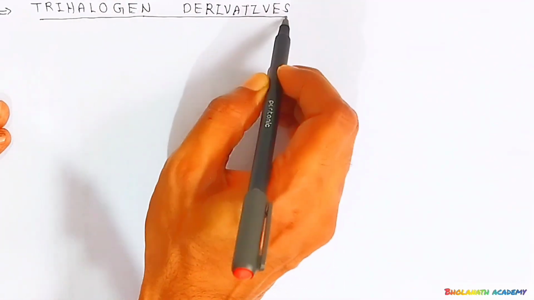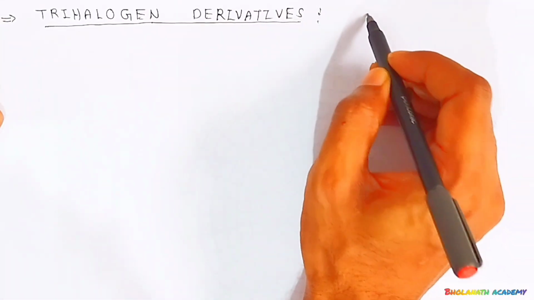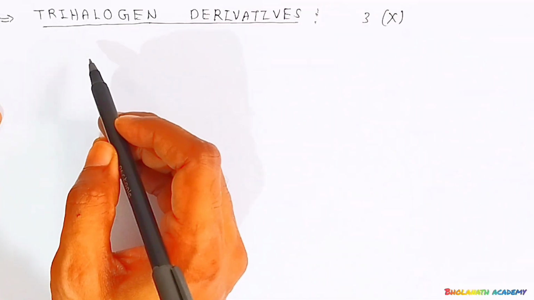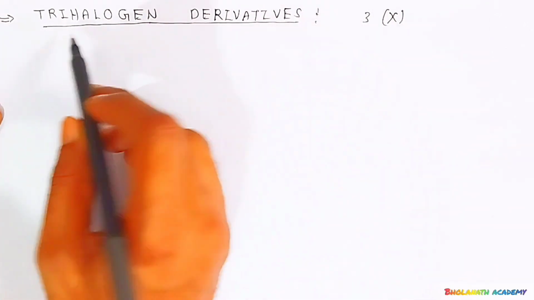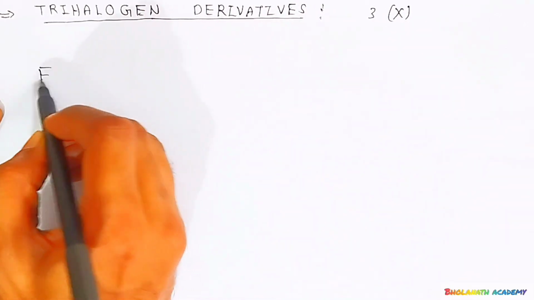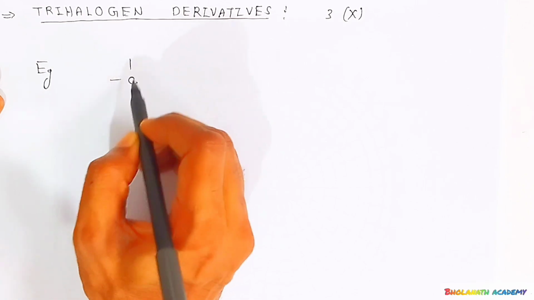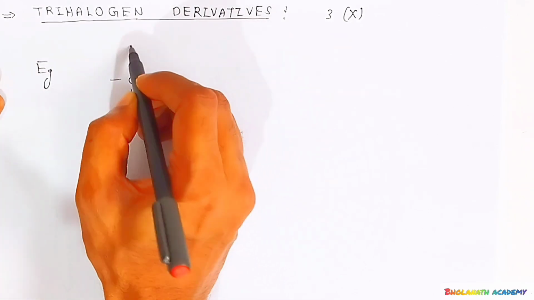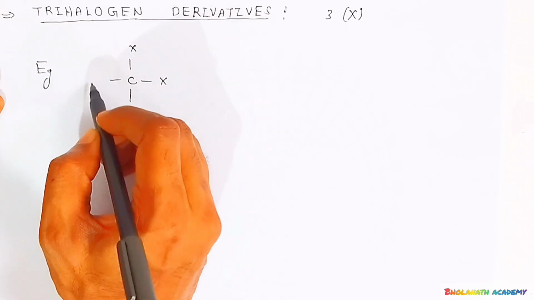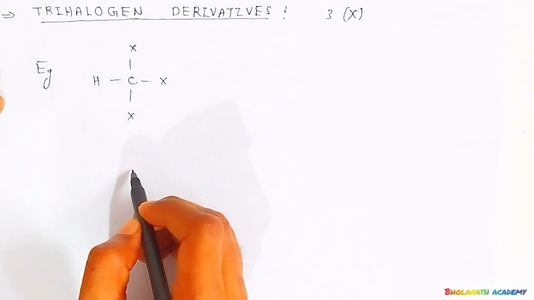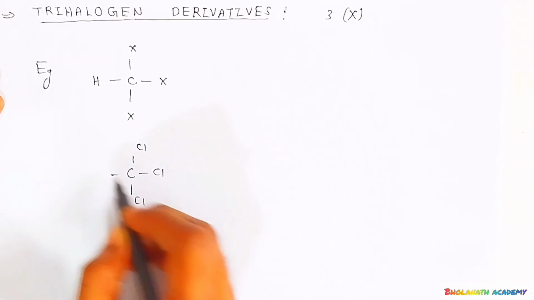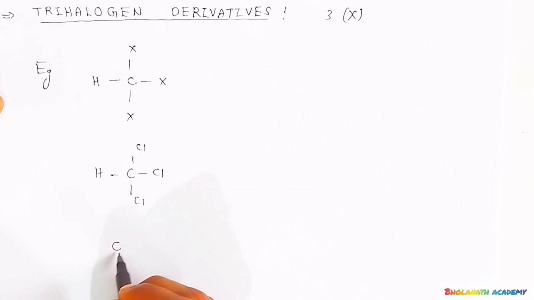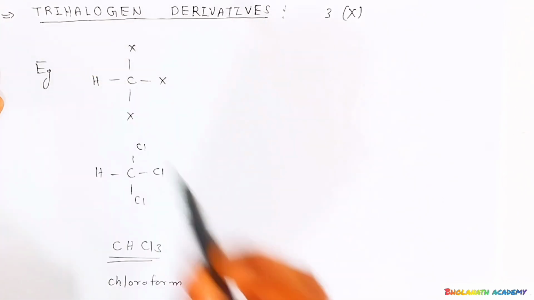Trihalogen derivative. When three halogen atoms are attached to 3 different carbons, the compound obtained is called a trihalogen derivative. Example, students. So this is when 3 halogens are attached to the same carbon. Here, you can see this is 1 carbon. When all are attached to chlorine, this is CHCl3, which is called chloroform. Hence chloroform is the example of a trihalogen derivative.